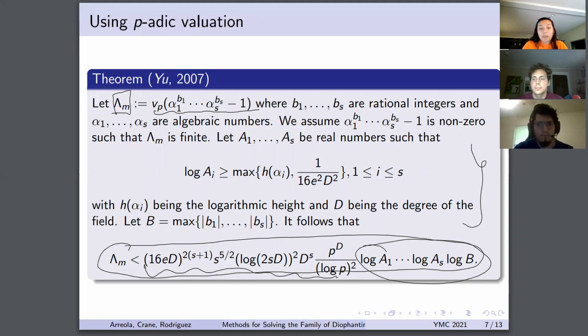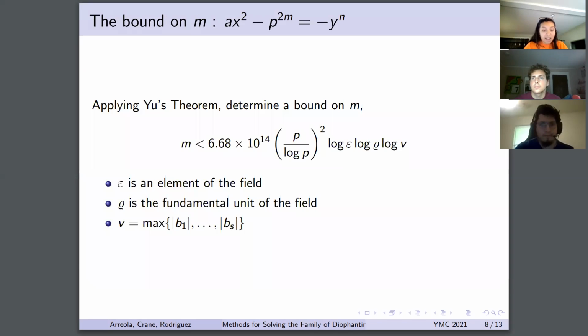And we end up getting an upper bound on the p-adic valuation, which is awesome. And this is actually helpful for us. So specifically in our case, when we apply Yu's theorem, we're able to get an upper bound on m, since our p-adic valuation that we're dealing with is m. So we're able to get an upper bound with some of these computable constants and some logs.